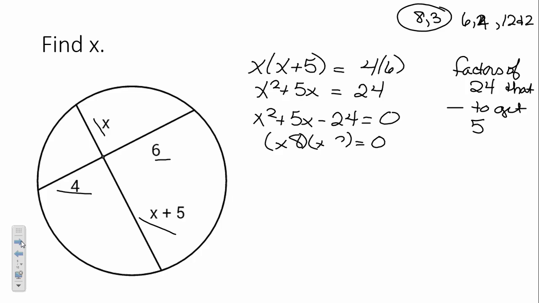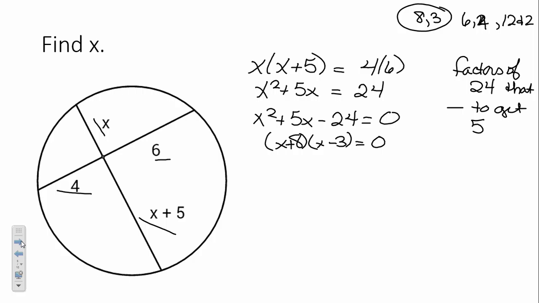8 and 3. What do my signs need to be? Positive 8, so we get a positive 5x when we subtract off our 3x. Does that make sense to everyone? That's the outsides and the insides.